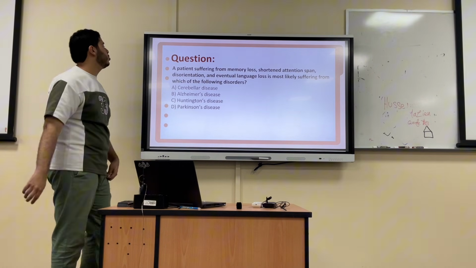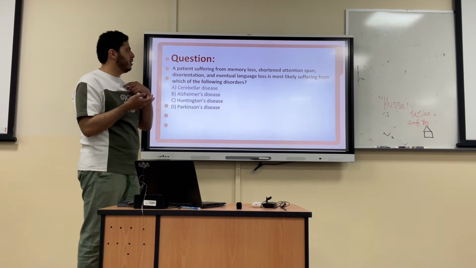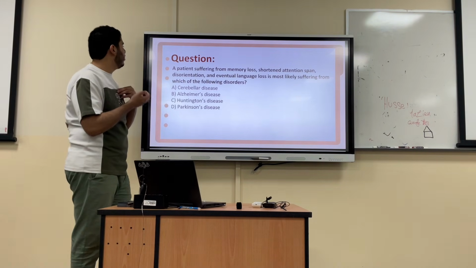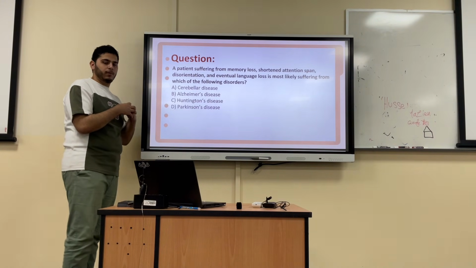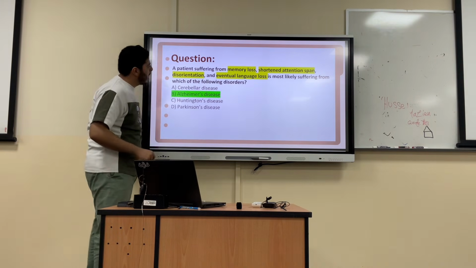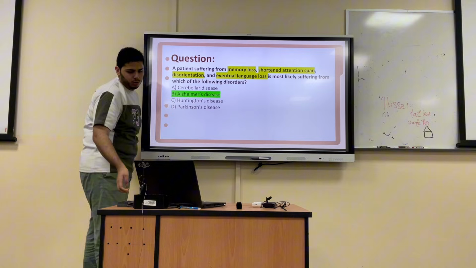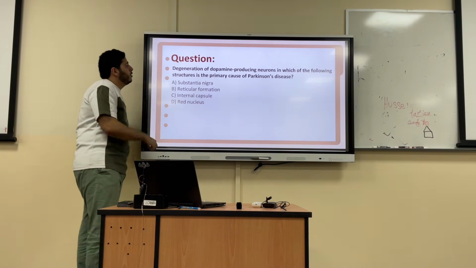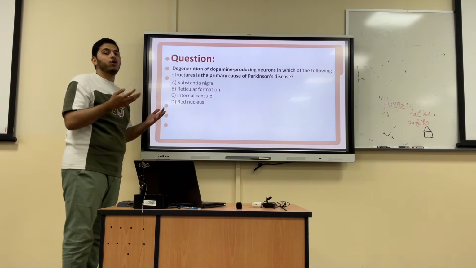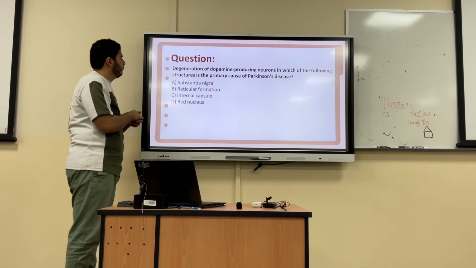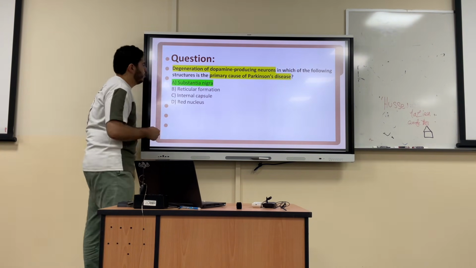Also, a case question. A patient suffering from memory loss, shortened attention span, disorientation, and eventual language loss is most likely suffering from which of the following disorders? Let's see. Alzheimer's, of course. These are the symptoms: memory loss, shortened attention span, disorientation, and eventual language loss. Next: the degeneration of dopamine-producing neurons. In which of the following structures is the primary cause of Parkinson's disease? Of course, it is the substantia nigra, which is found in the midbrain.